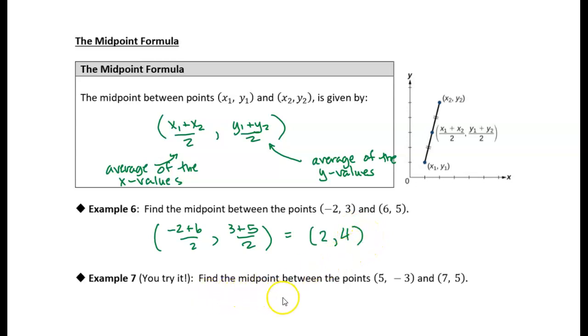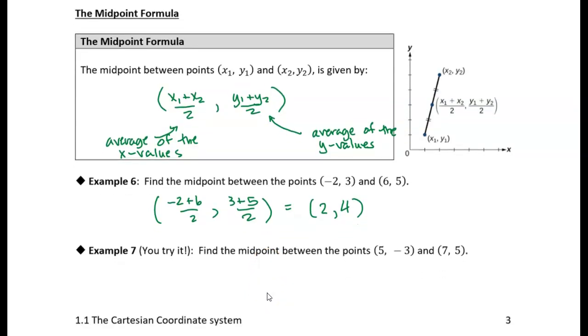So the next one you can give a try. Pause the video, and if you want to watch the solution, then you can do that. You can just restart and I'll show you the solution for it.